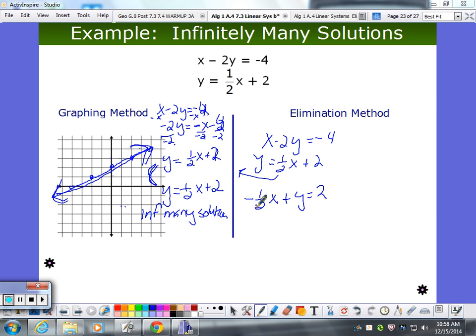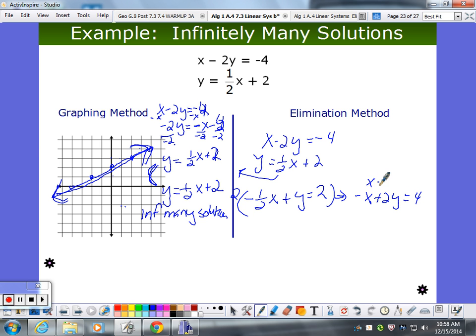So I've moved this over. How do I get rid of that 2 again? Because it's annoying having a fraction. Multiply by 2. Multiply what by 2? Everything. So this becomes what? Knocks that one out. You get negative x plus 2y equals 4.